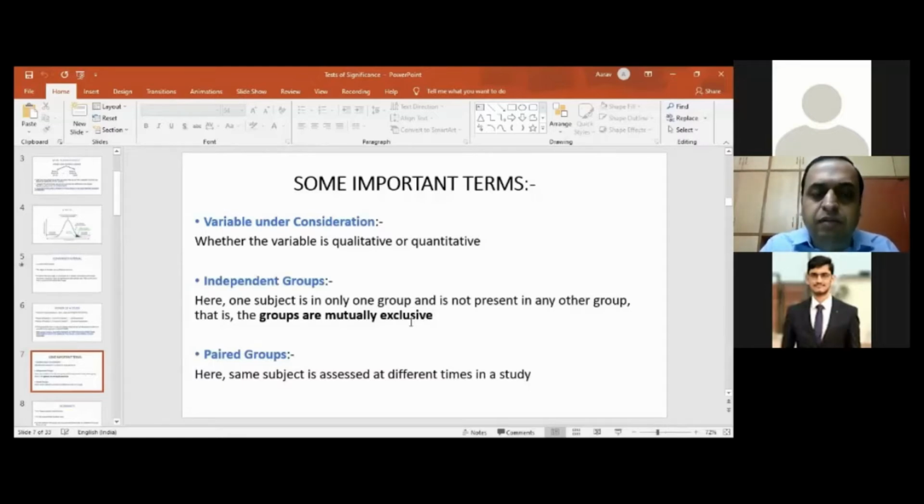So here there will be 4 groups. When the researcher will be analyzing the example which I am telling, he will have 4 groups. One at baseline, one at 10th day, one at 20th day, one at 30th day. But it is the same patient whose 4 samples are being taken. This is called paired group. So they are not independent. It is the same person who is being analyzed at different points of time in the study.